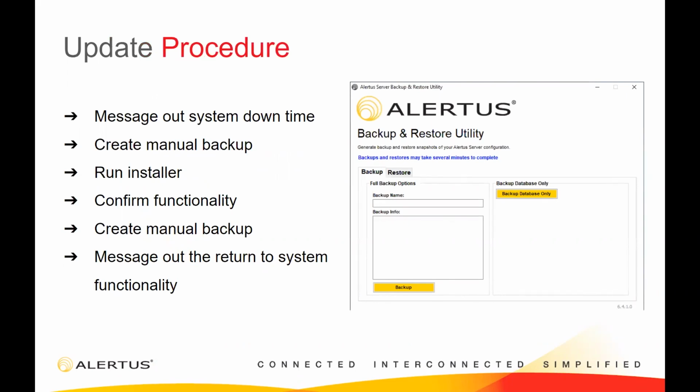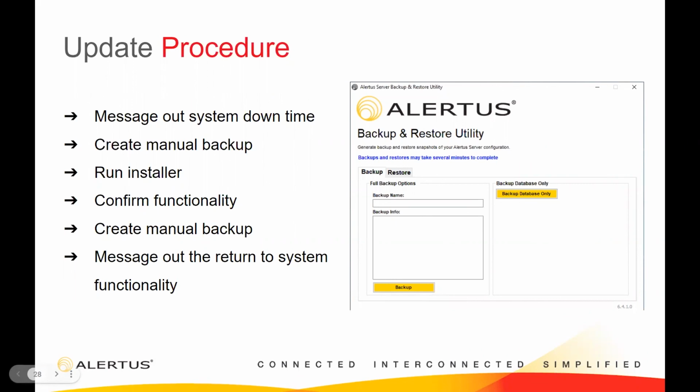So update procedure is pretty straightforward. Before we get started, a recommendation is to send out a message notifying your organization that the Alertus server will have about an hour of scheduled downtime. Then you RDP into the server and run the backup and restore utility. You just go to the start bar and type backup, and this friendly little interface will come up here. Create a backup.